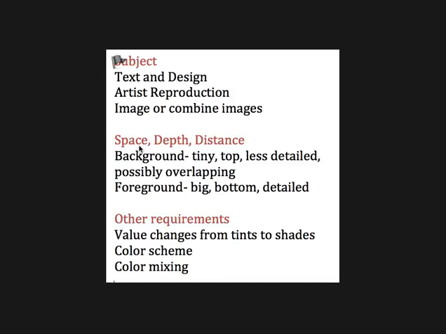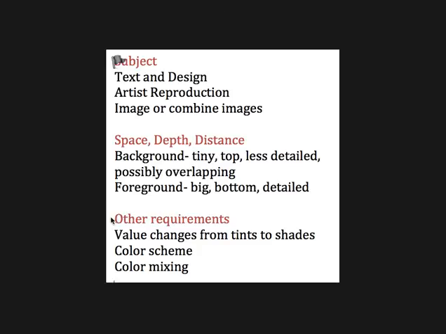In your painting, you are going to need to show space, depth, and distance. You're going to be showing this by having some area that has a background within your painting, or it might even be within the whole painting. You're going to need to add details that are tiny at the top, less detailed, and in some cases possibly overlapped with something else where it looks like they're behind something else. And then you're going to need some other details that are in the foreground. They're big, they're at the bottom, they're detailed. Sometimes they might even be cropped going off of the edge of the page.